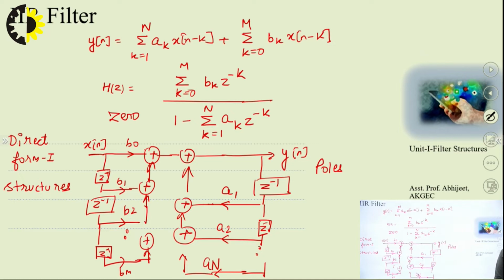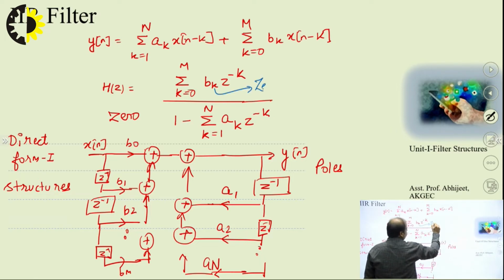We can now generalize this. Suppose for a general IIR system, the difference equation is: y of n is equal to the sum from k equals 1 to N of a k y of n minus k, plus the sum from k equals 0 to M of b k x of n minus k. This is a general equation. The transfer function can be represented by this, because we take the z transform, with 1 minus poles here and zeros here. Remember that these b k's represent the zeros of the system, and these a k's represent the poles of the system.